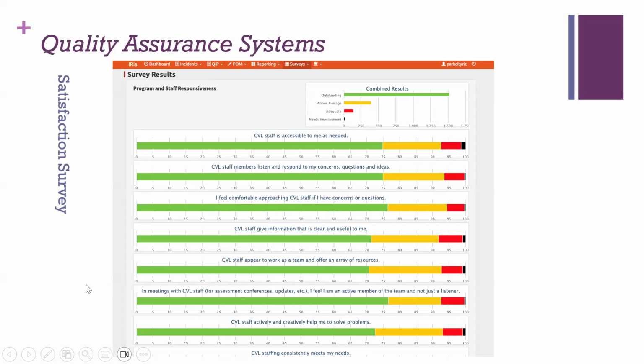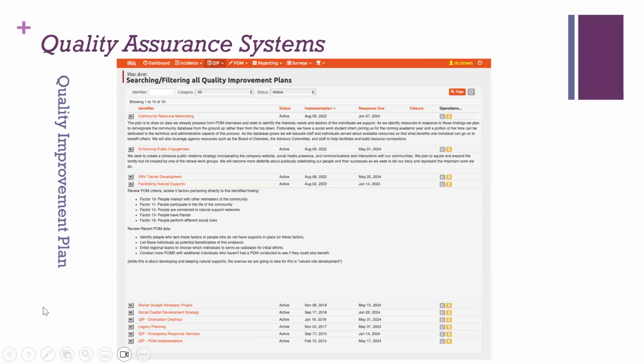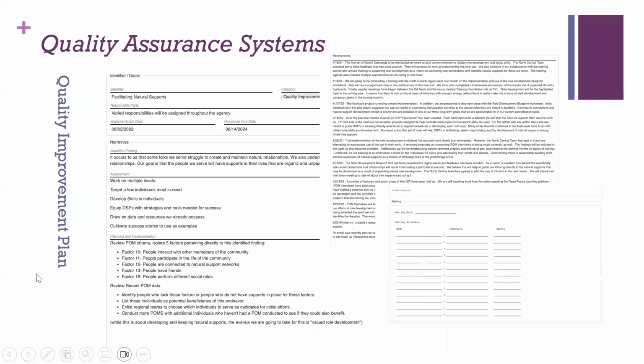So the next piece I'm going to talk about quickly is the quality improvement plan. So that's the next slide. Had we gone back to the dashboard and I clicked on the 10 plans, this is what's going to come up. I dropped a few of those down so you can see that it gives a brief summary of what those are. Specifically, one that we're working a lot on is facilitating natural supports. If you go to the next slide, that's actually a little more of a report of that.